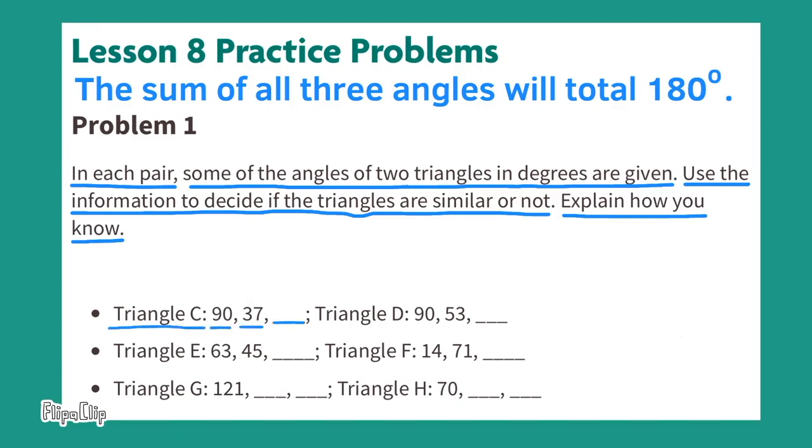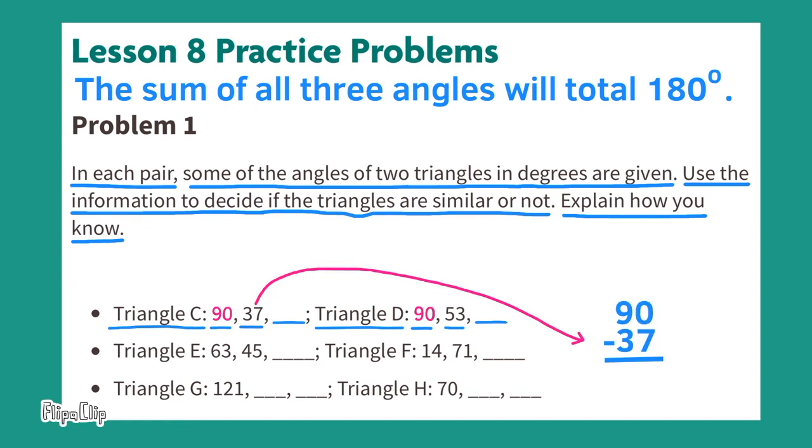Triangle C, 90 degrees, 37 degrees, and an unknown angle measure. Triangle D, 90 degrees, 53 degrees, and an unknown angle measure. Remember, the sum of all three angles will total 180 degrees. 180 degrees minus 90 degrees equals 90 degrees. 90 degrees minus 37 degrees equals 53 degrees.